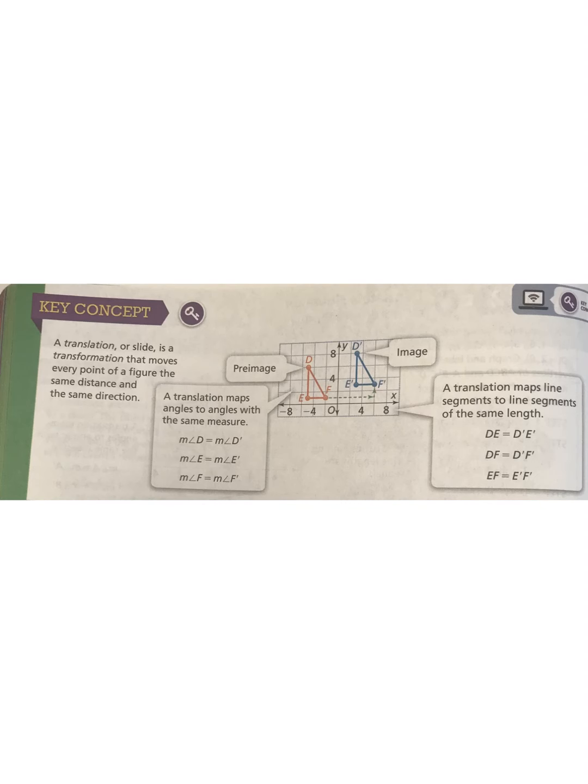The last example I have for you, of course, is my favorite, where we summarize the key concept of what we just learned. A translation is a slide. It moves every point of the figure the same distance and the same direction. So pre-image is the one in red here. We can see our pre-image, the before. And the one in blue would be our new image. And we know that because of the prime symbols. D prime, E prime, and F prime. That's it. We'll practice sliding figures.